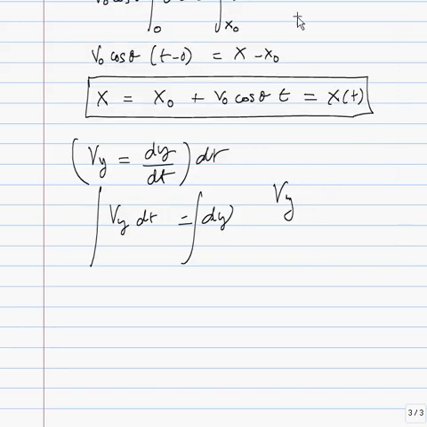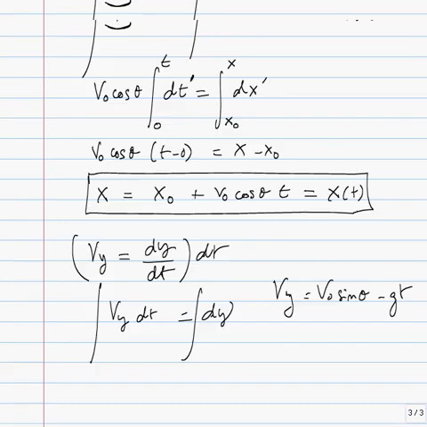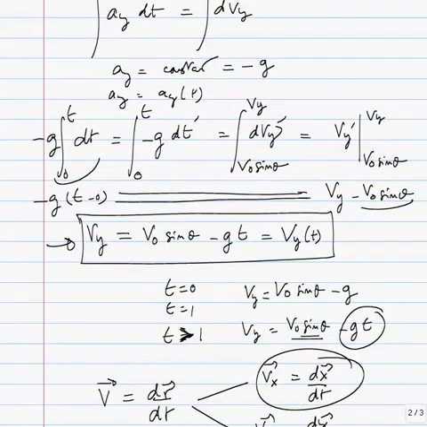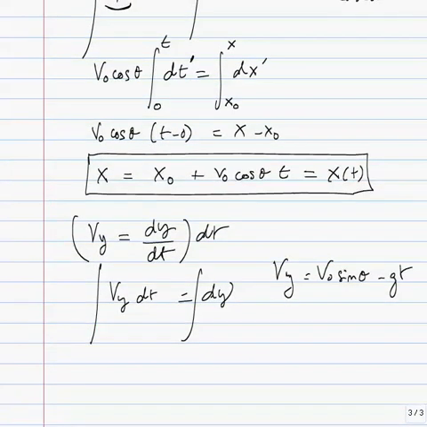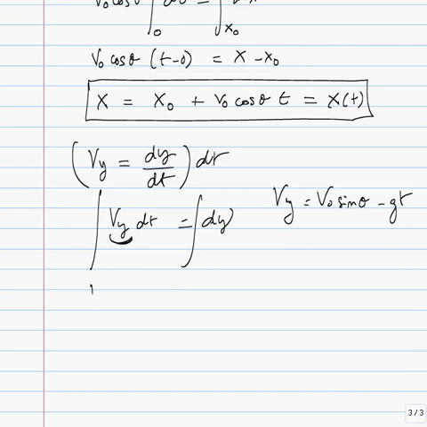I forget how that goes. This? V naught sine theta minus gt. Yeah. Okay. So Vy is a function of time. Good news. I can plug in here and I can integrate. So I end up with V naught sine theta minus gt dt equals dy.